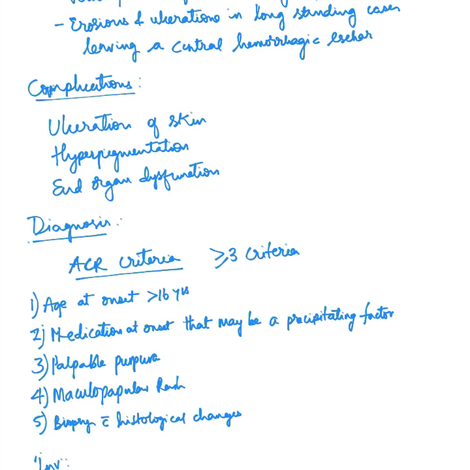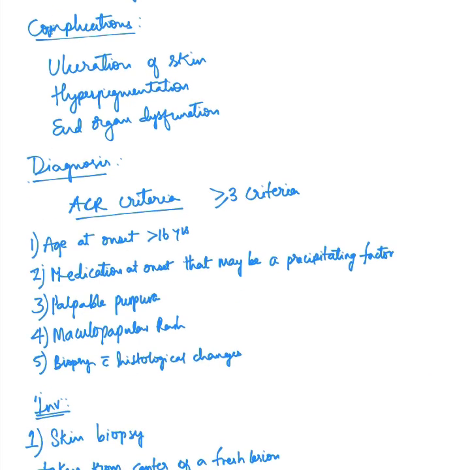Coming to diagnosis, the American College of Rheumatology gives a criteria of five points, and the presence of three or more criteria points towards cutaneous small vessel vasculitis. These are: age at onset more than 16 years; medication history at the onset, which may be a precipitating factor; presence of palpable purpura; presence of maculopapular rash; and biopsy with histological changes of leukocytoclasia.